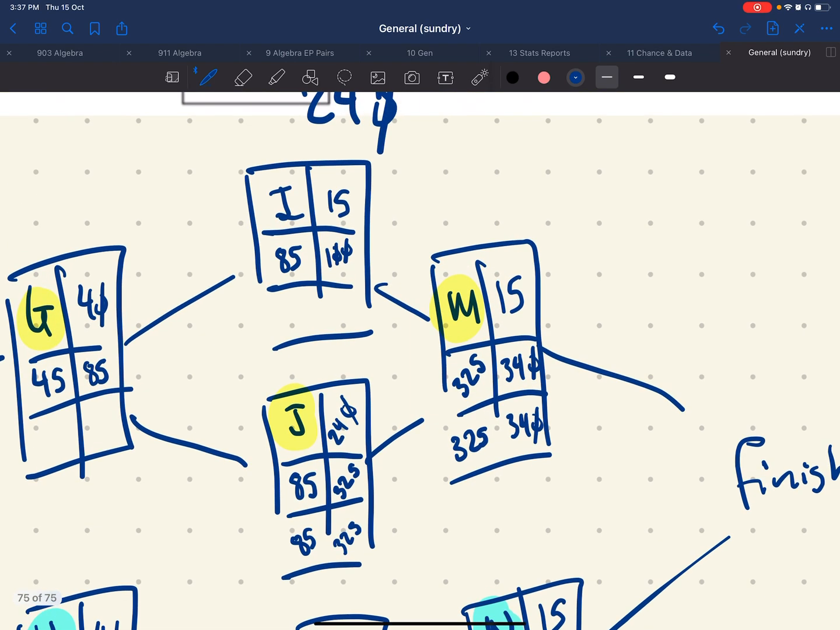Right? Because even though I can finish this at 100 minutes, it doesn't matter if I finish at 100 minutes because I still have to wait for this. Right? M can't start until I and J are done. So the latest I can finish I is at 325, which is when this has to start. Which means the latest I can start this, 325 minus 15, is 310.